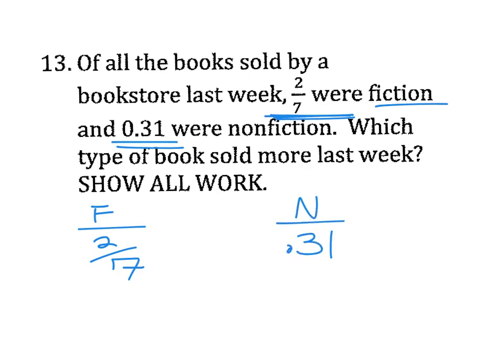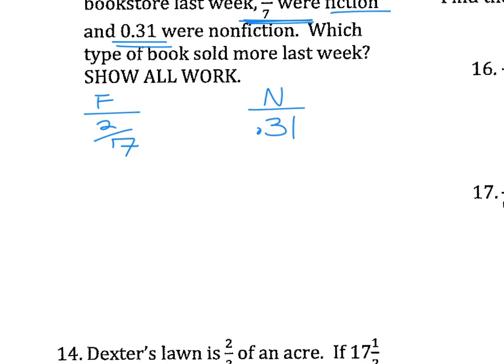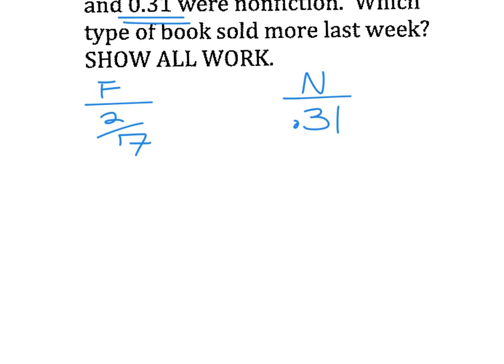So you're being asked to compare. I would change the 2/7 to a decimal just to see which number is larger and smaller. To do this, our divisor goes in the house, 7 goes on the outside. Drop a decimal, add a 0, bring the decimal up. And I know that 7 can go into 20 2 times.